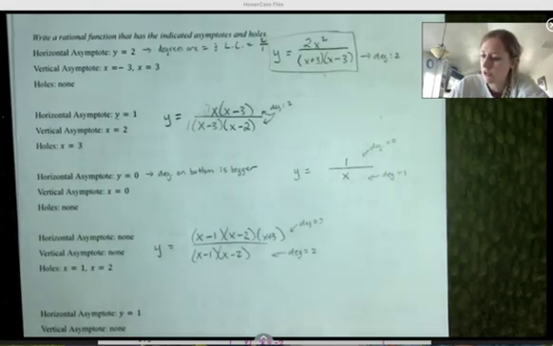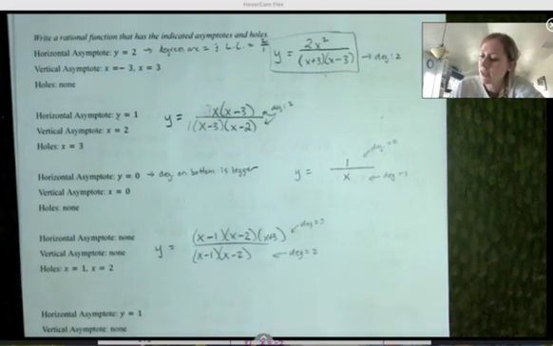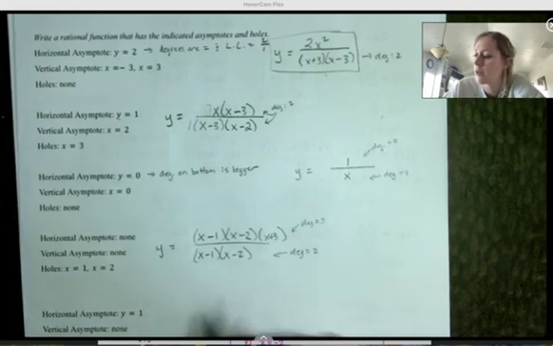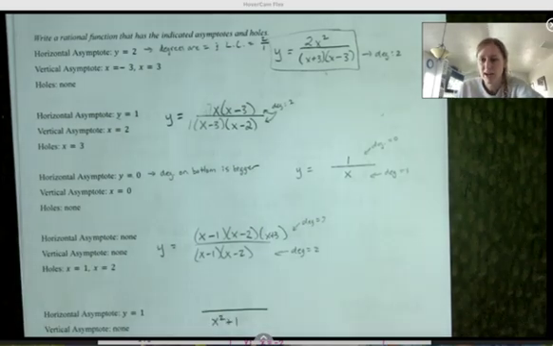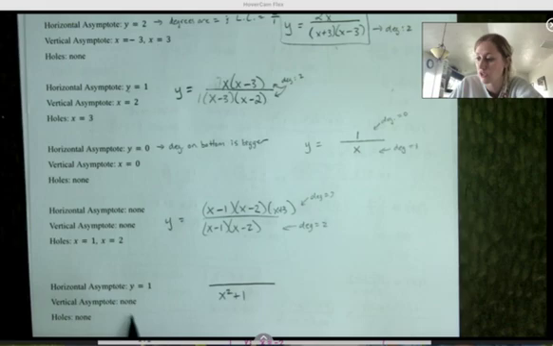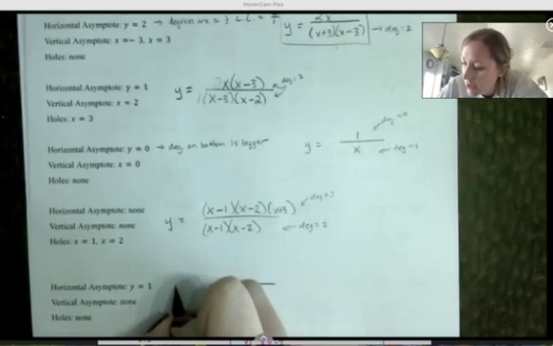Horizontal asymptote at 1, no vertical asymptotes, and no holes. So this time I don't have anything that cancels. I need the same degree on the top and bottom, and I need a horizontal asymptote at 1. No vertical asymptotes means we need something that I can't get to equal 0. So this is an example where I have things like x squared plus 1. I'm just going to make this up. Because I cannot put anything in for x to make it equal 0, there are no vertical asymptotes and also no holes. And that's just one example.